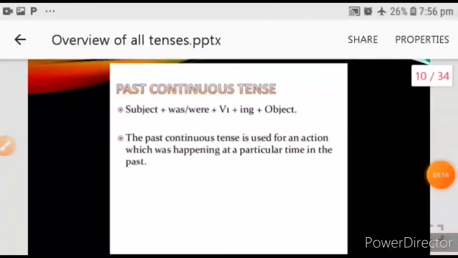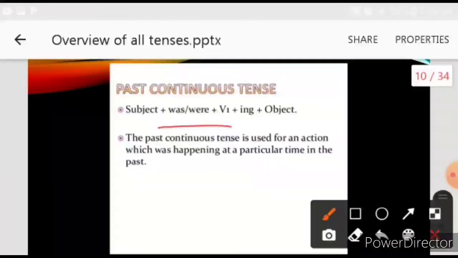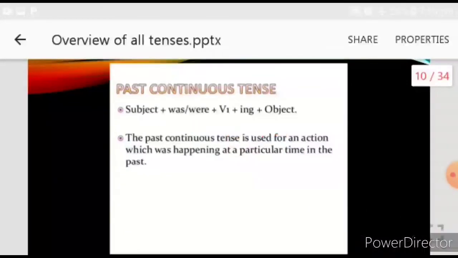Now here we are with the past continuous tense. Again, it's very easy. With the past continuous tense, you're going to use subject plus was or were, either was or were. Then they have written first form of verb plus ing, meaning present participle. And the past continuous tense is used for an action which was happening at a particular time in the past. Now there are certain examples.